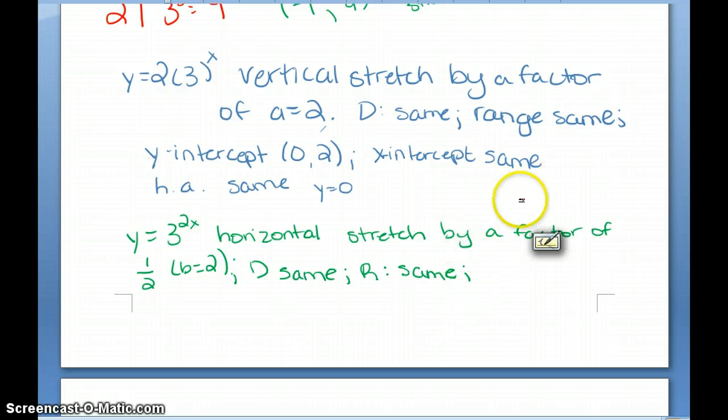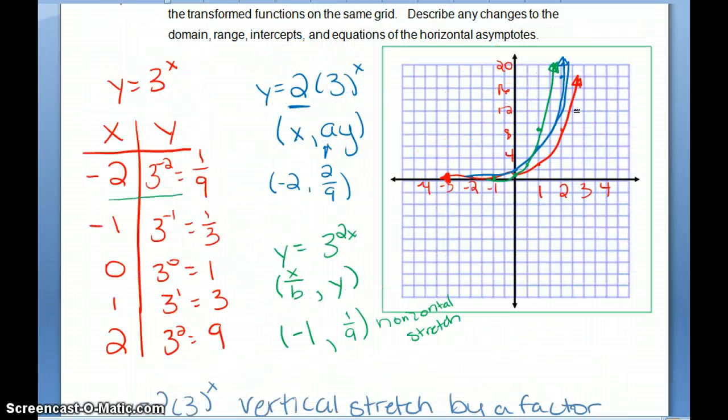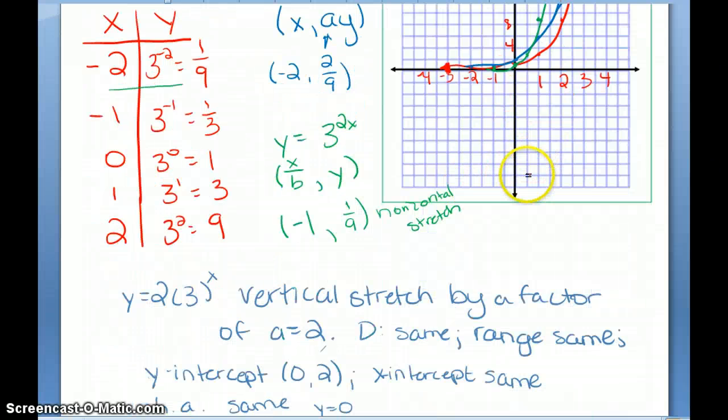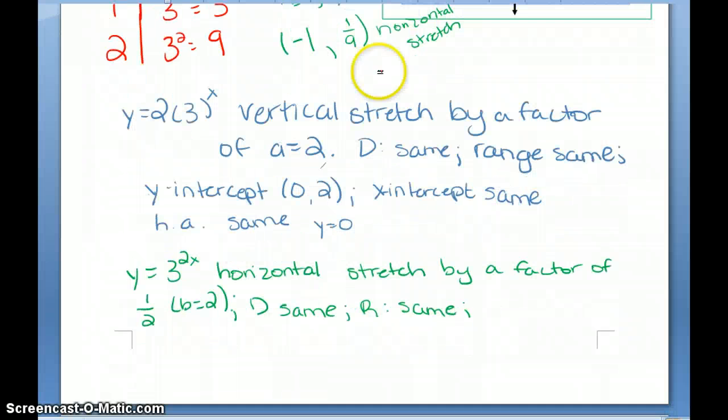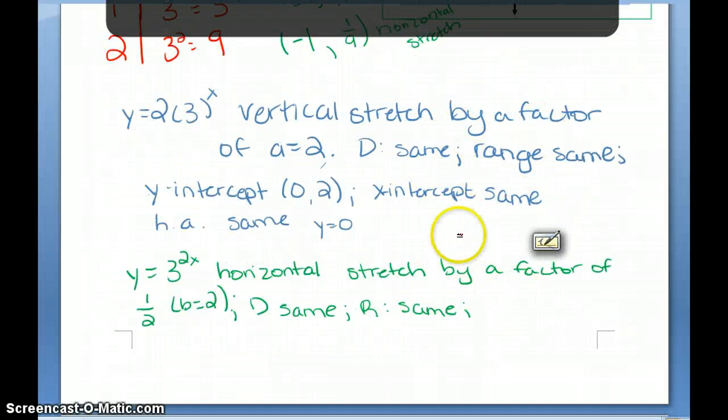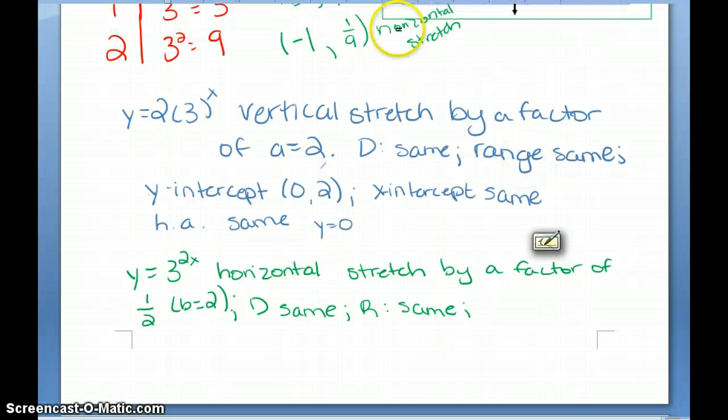Okay, then looking at our x and y intercepts. If you want me to, I can keep on scrolling. Hope you guys can see that in your own graphs. So there are your x and y intercepts. For this green function, your y-intercept stayed the same, and there was no x-intercept, so that stays the same as well. So the x and y intercepts are the same.